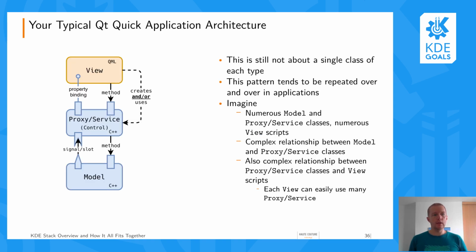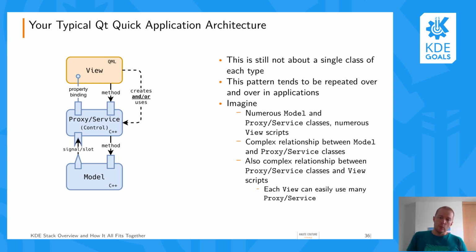Now, if you have a Qt Quick application, the pattern is slightly different. So again, not a single class of each type, but a pattern which is repeated over and over several times. And you have to imagine that the wiring is complicated between all the instances of models and what I call proxy or service here. And also between the view and the control in that case.